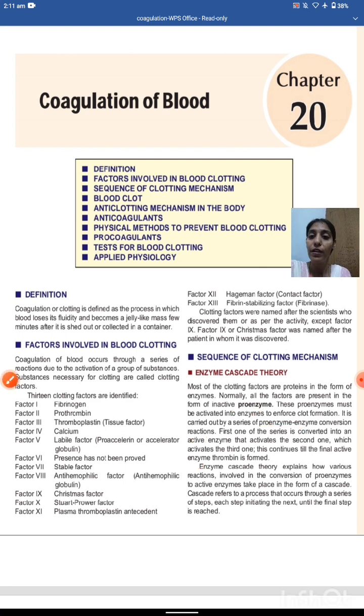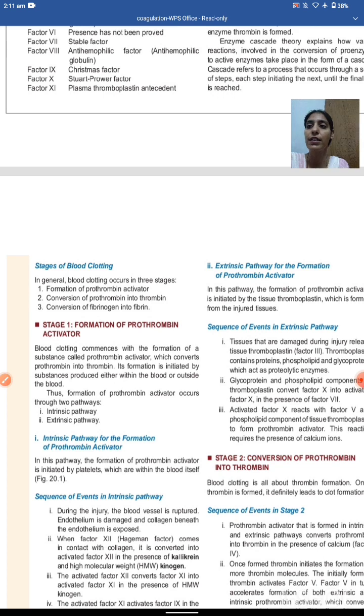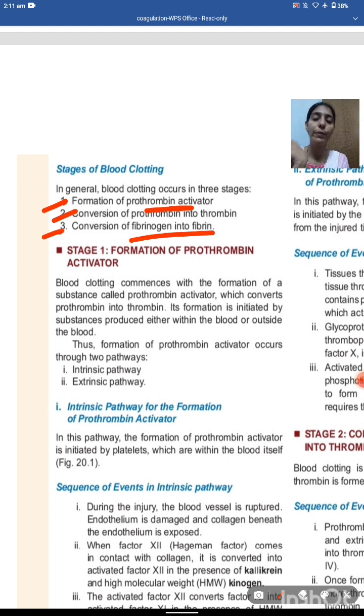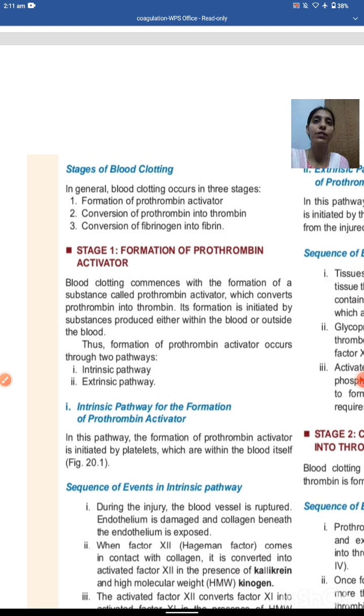Now we will see the clot formation mechanism, which occurs in 3 different steps, as you can see on the screen. The first step is the formation of prothrombin activator. The second step is the conversion of prothrombin into thrombin with the help of this prothrombin activator. The last, third step is the conversion of fibrinogen into fibrin with the help of thrombin. So the complete clot formation occurs in 3 steps.